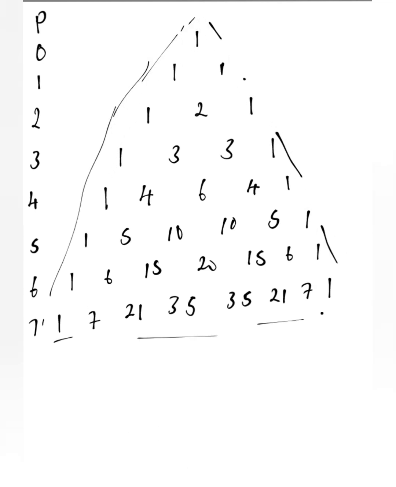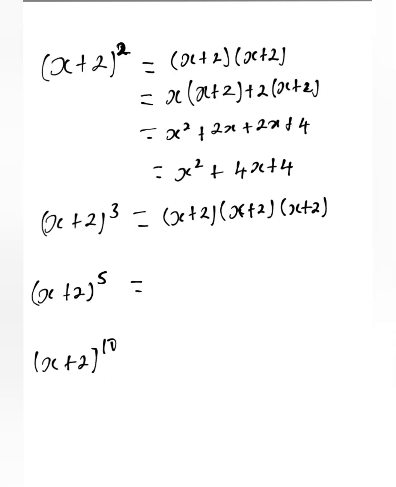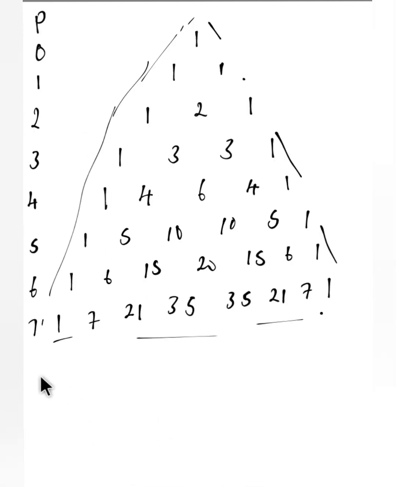Now, how exactly do these numbers work? Let's go back to the question we solved earlier, which is (x plus 2) raised to power 2. Now, let's use Pascal triangle to multiply this expression. The power is 2, so we're going to use this line, which is 1, 2, 1. So this is equal to 1, 2, 1, which is the expression here.